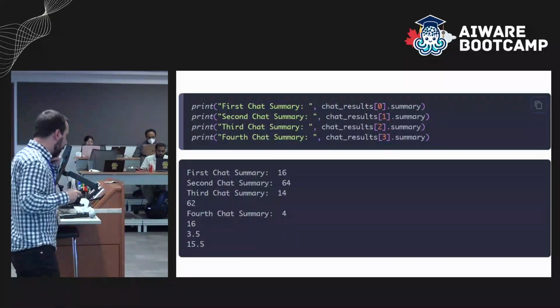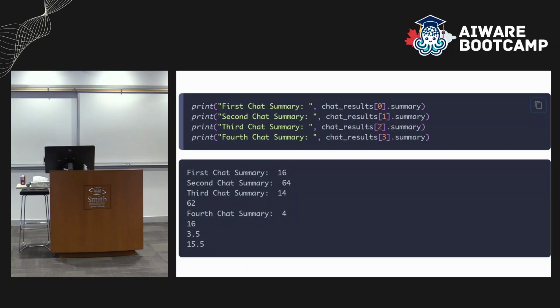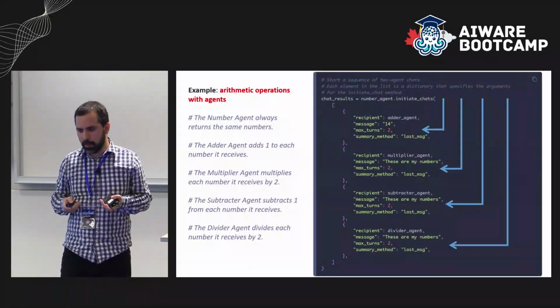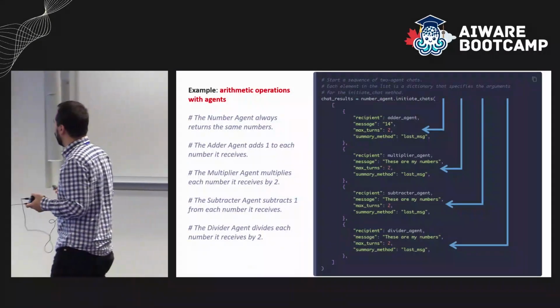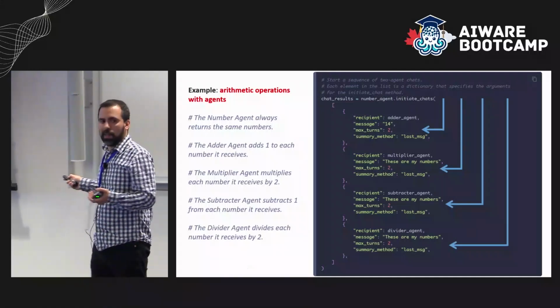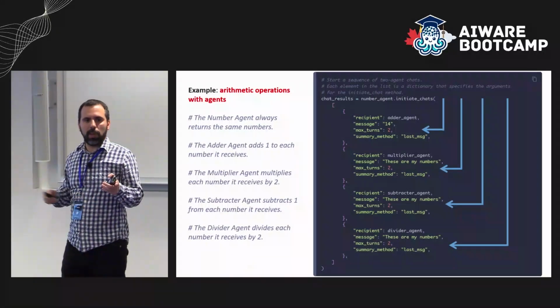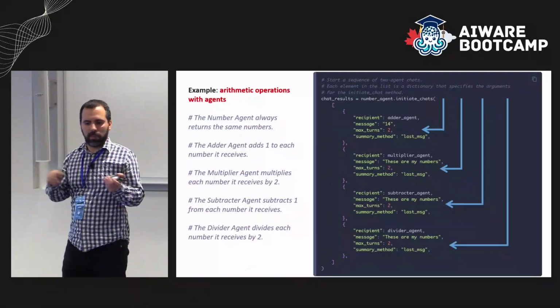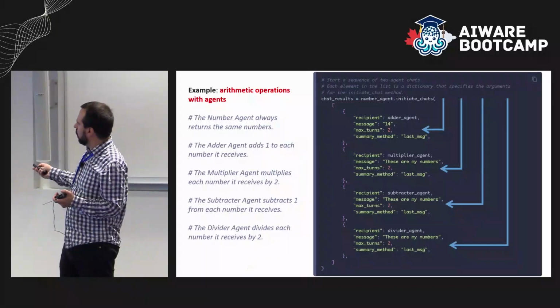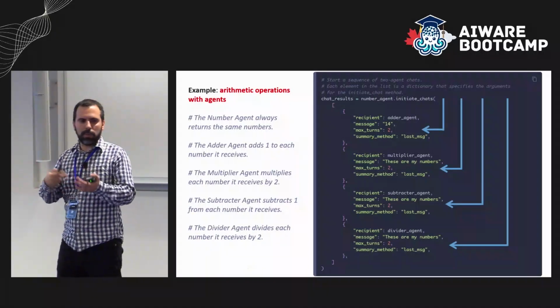Yep? So I'm kind of confused. So the summary is built in? It's very specifically built into AutoGen? Yes. So this summary, in this case, I didn't say it explicitly. In this case, I'm using the last message, but it could be what I showed before, like an LLM summarizing the conversation. Because in this case, we're just working with numbers, right?